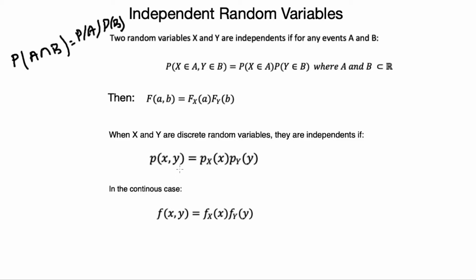For the PMF, the joint probability of two independent random variables X and Y is the product of the marginals of these two random variables. And the same applies for the PDF. The joint PDF of two independent random variables X and Y equals the product of the marginal PDFs of these two random variables.